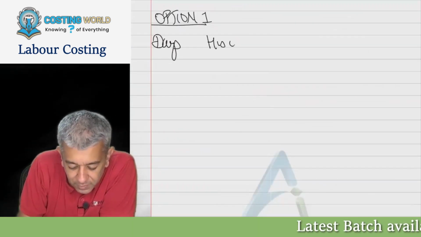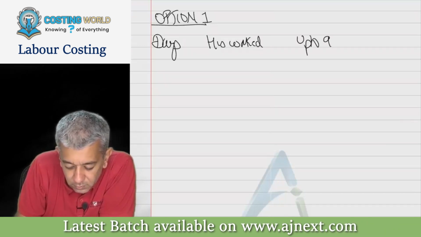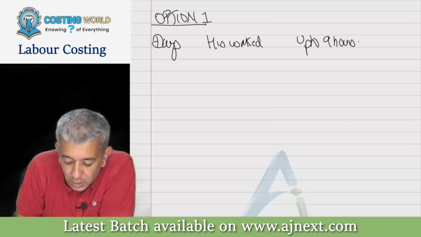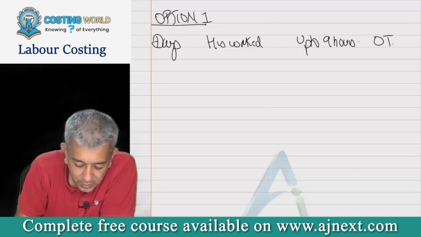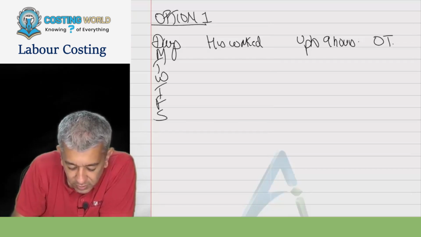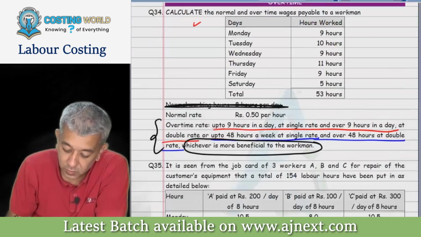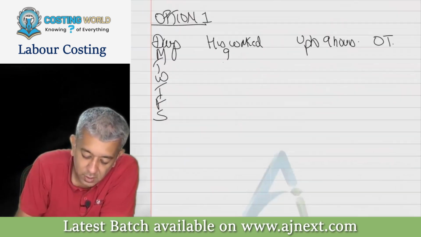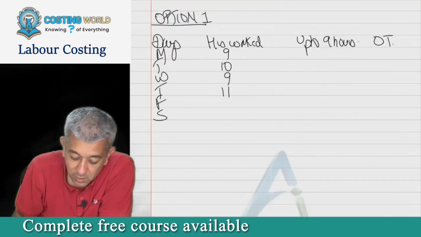Days, hours worked, up to 9 hours, and overtime. Monday, Tuesday, Wednesday, Thursday, Friday, Saturday. So hours worked in this particular case: 9, 10, 9, 11, 9, 10, 9, 11. 9, 5.